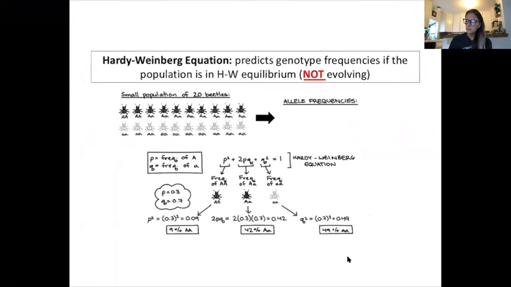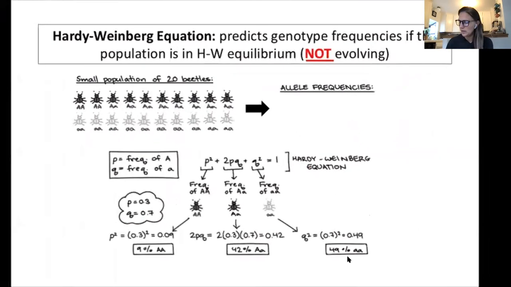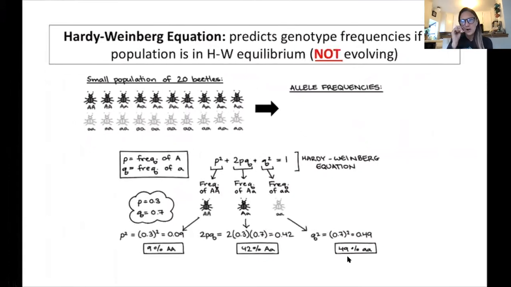So the Hardy-Weinberg equation predicts genotype frequencies if the population is in Hardy-Weinberg equilibrium. So let me repeat that. It predicts genotype frequency if there are no changes in allele frequencies. All right. And by allele frequencies, I mean our p's and our q's, which are always going to add up to equal 1.